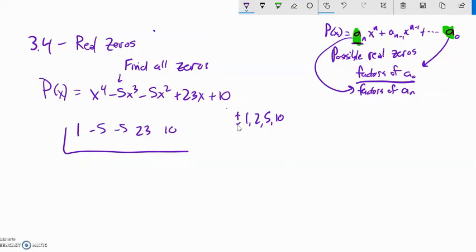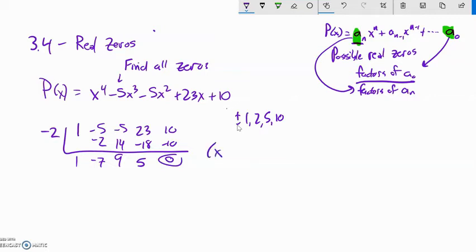I could try negative 1. Let's try 2. Bring it down, multiply, add, multiply, add, multiply. No, not going to work either. Let's try negative 2. Bring it down, multiply, add. What's that? Negative 7. Multiply, add, multiply, add. Oh, nice. Yes, multiply. I got one. Sweet. So negative 2 worked.